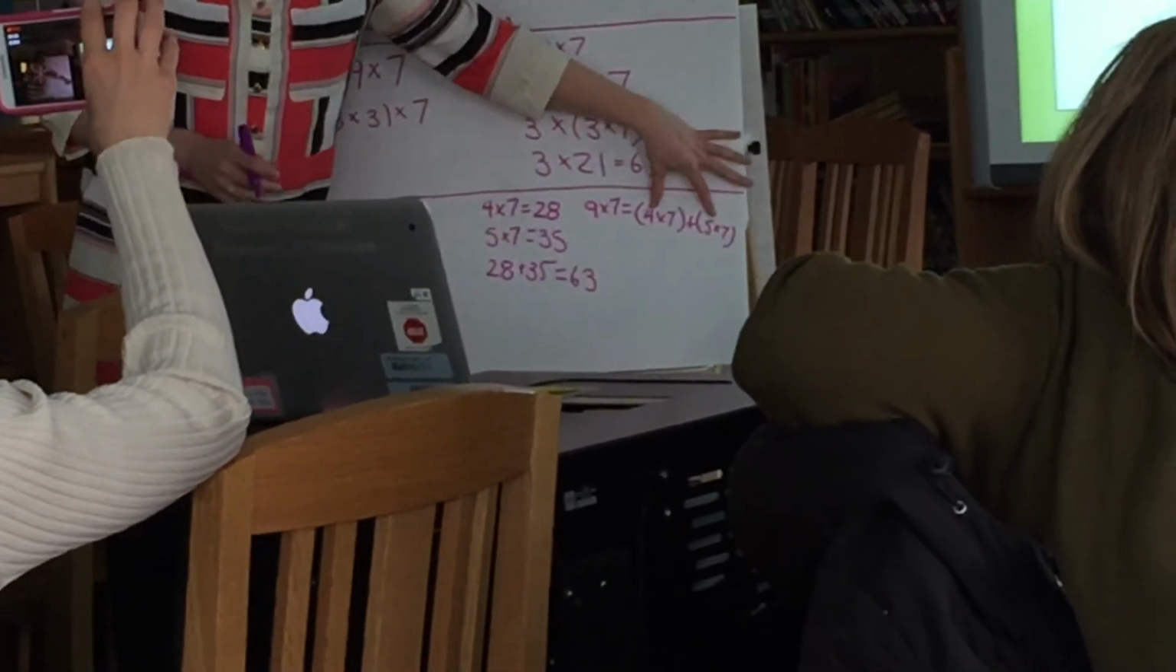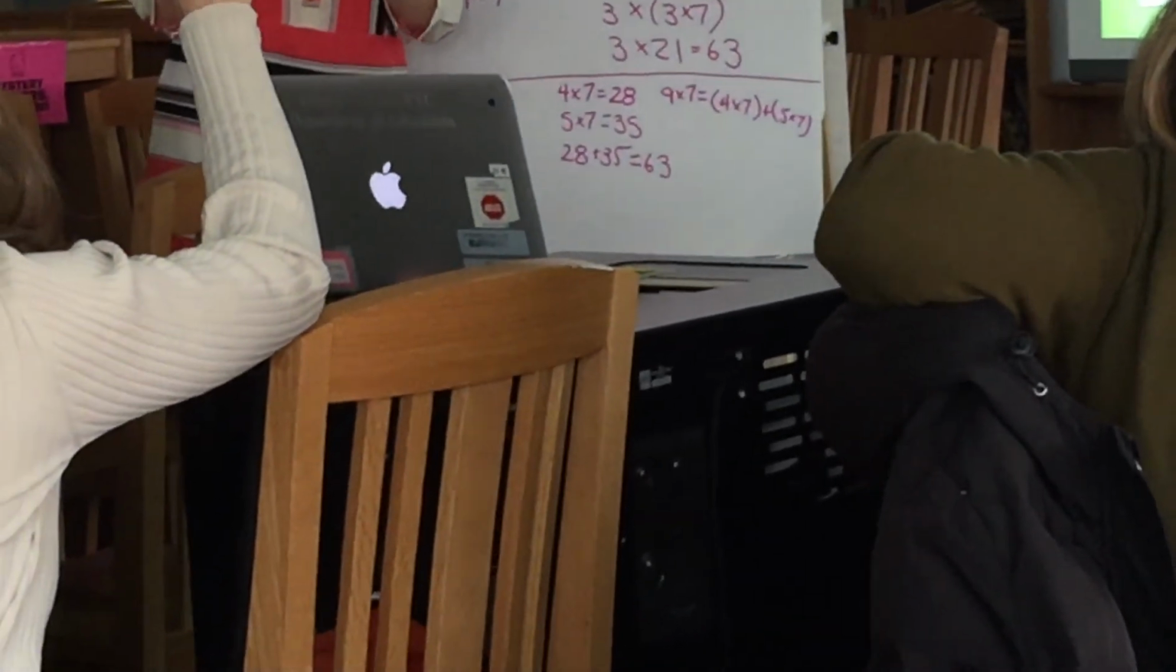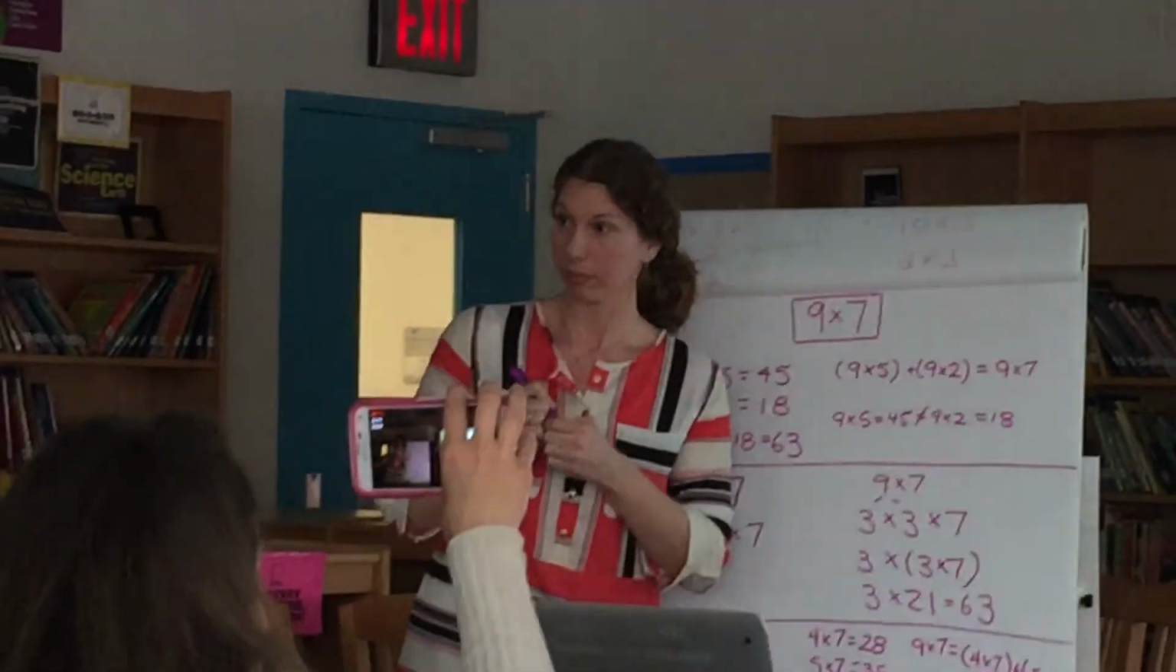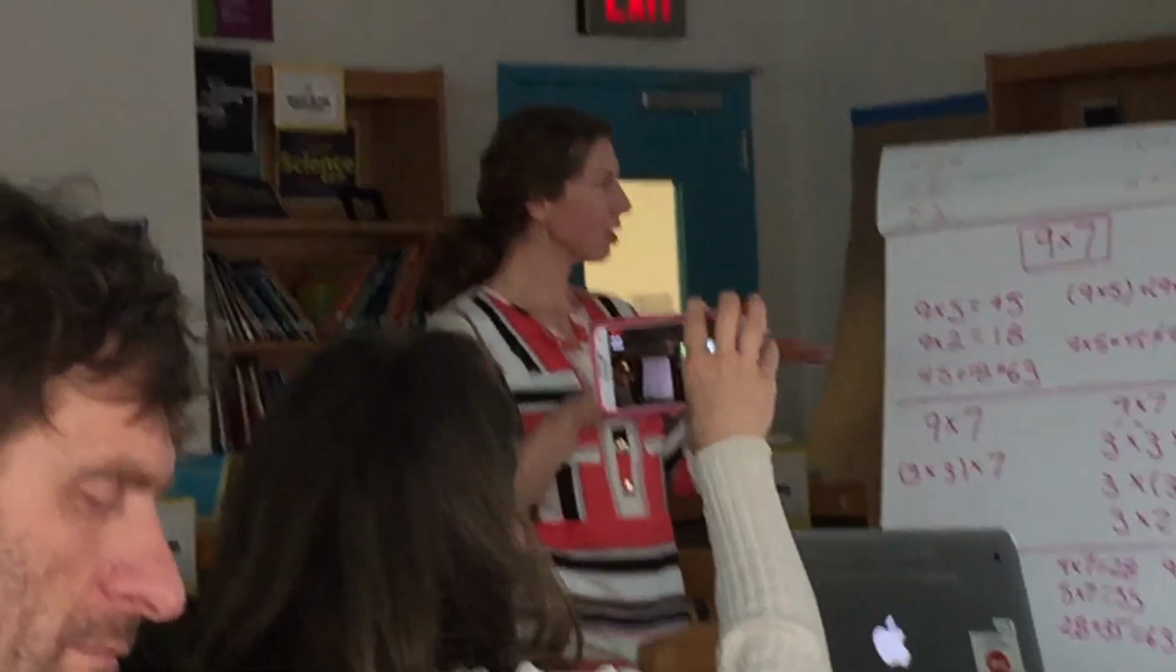So if those were 2 facts that a kid knew, they could put them together. 3 times 7 or 4 times 7 or 5 times 7 are easier facts for them than 9 times 7. So all these strategies are what we're talking about when we're talking about kids being fluent.